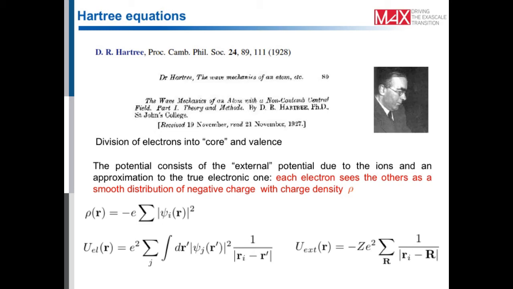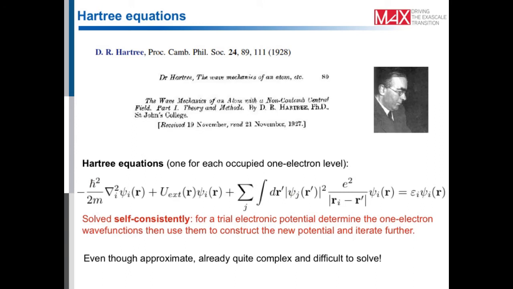Okay, so this is basically what is written here. So you will find the charge density like this, coming from all the other electrons. And then you will have the electronic part of the potential written out like this. And then you will have also the external potential coming from the interaction with the ions. So you see that here, right? Very well. So now we can come to the Hartree equations, where you see that there is one for each occupied one electron level, and this is essentially what you see here. They are solved self-consistently. For a trial electronic potential, you determine the one electron wave functions, and then you use them to construct the new potential, and then you iterate further.